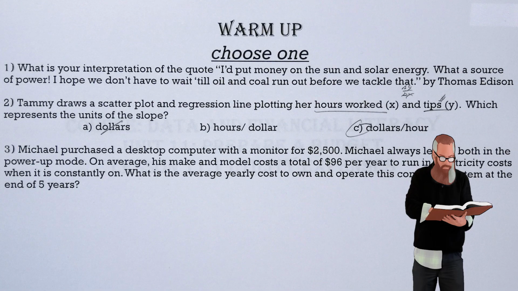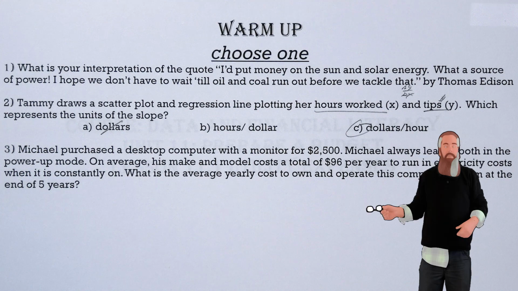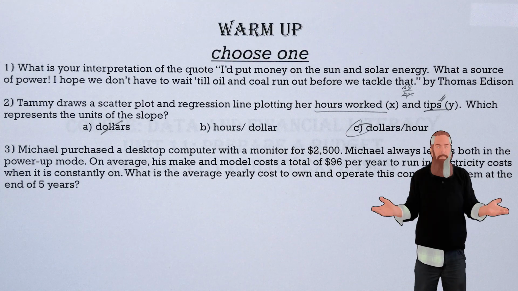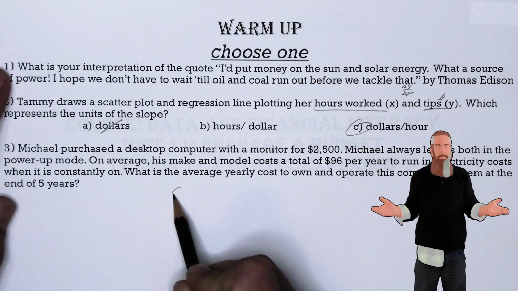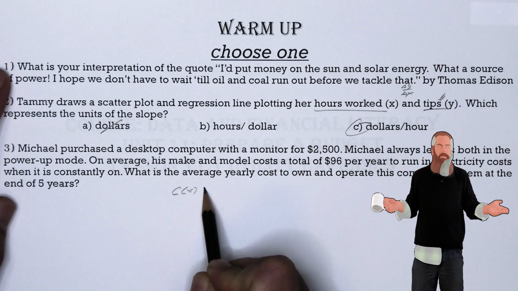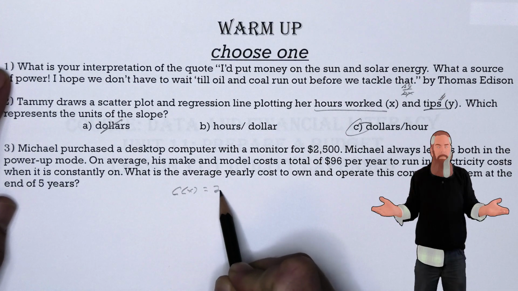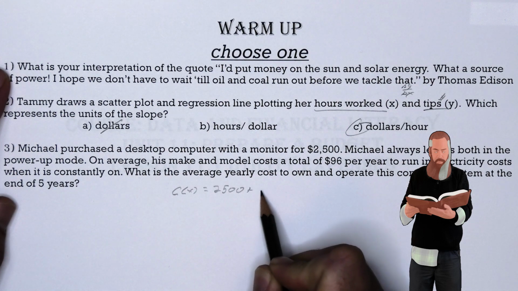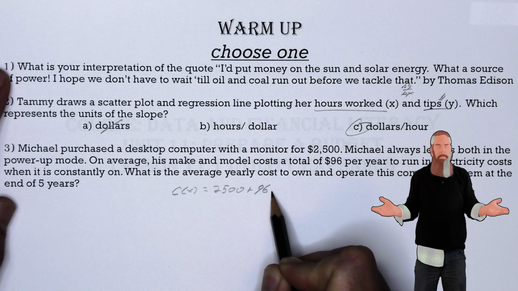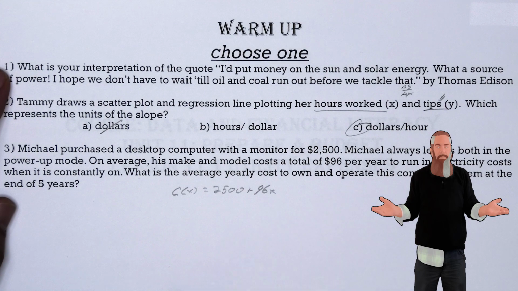Michael's average yearly cost can be modeled by a cost function, which is a combination of the initial purchase price and the accumulating yearly electric expenses. So the cost of the computer, C of X, is equal to the actual dollars of the computer, $2,500, plus the yearly cost of $96 a year times X.